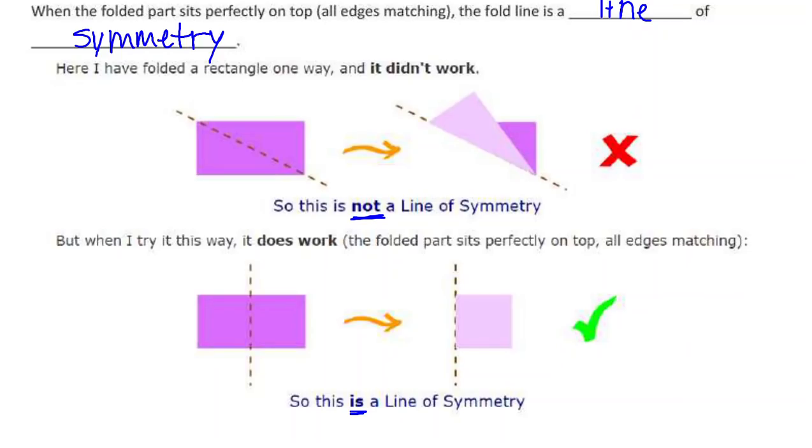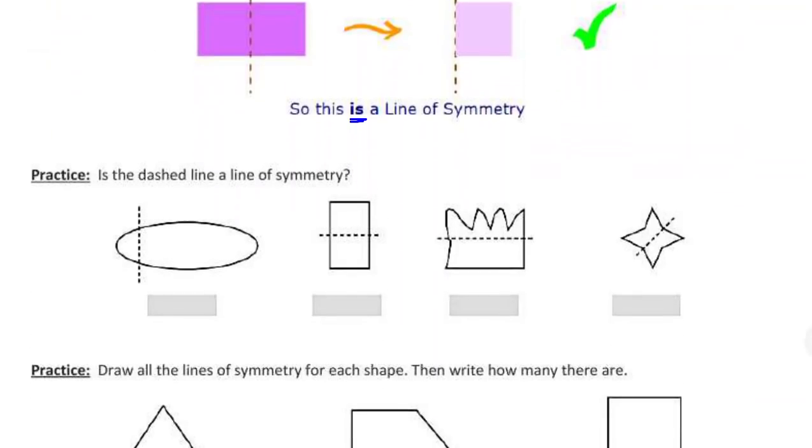So is the dashed line a line of symmetry? If we look at the first one, if I cut it here, it won't perfectly lay on top of each other, so this one is a no. If I look at this one, it cuts it straight in the middle. The top is the same as the bottom, so this one is a yes. Go ahead, pause, try to do the last two. So this one is a no, because the squigglies on top are not matching the bottom. And this one, they'll both be exactly the same, so this one is a yes.